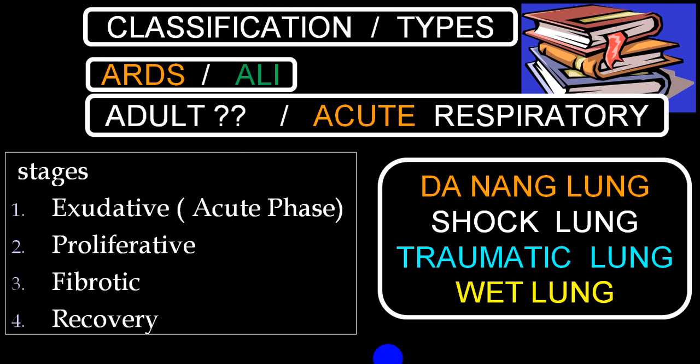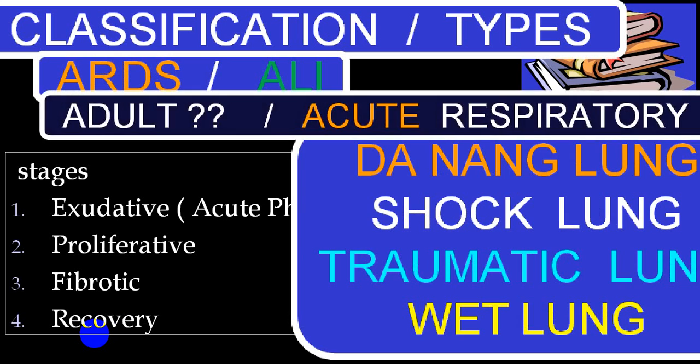Stage-wise, that is the histopathological classification: exudative, proliferative, fibrotic and recovery. It is divided into 4 of those. We have already shown you one slide before, a lot of different names given to acute respiratory distress syndrome, like Da Nang lung, shock lung, traumatic lung, wet lung, white lung, pressure lung, etc. There are a lot of different names given to that. But by and large, we utilize ARDS and ALI, and then in ARDS, mild, moderate, and severe. Stage-wise, exudative, proliferative, fibrotic, and recovery stage. These are the common words which are being utilized for ARDS and ALI.